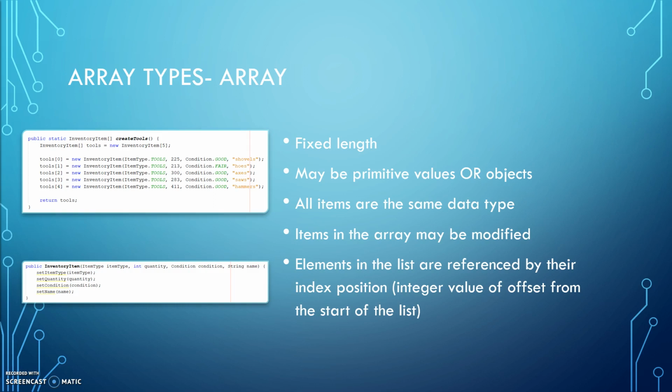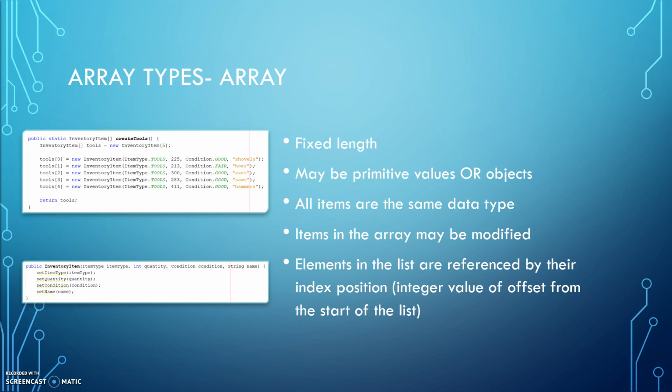Items in the array may be modified, and elements in the list are referenced by their index position, which you can see. Up here we create a new inventory item array with 5 elements in it, and we place it in the tools variable, so it is an array. And then we fill it, and tools position 0, which is the first position of our element in our array. We create a new inventory item, and we fill it with tools, quantity, condition, and shovels. And you can see we're able to take that shortcut because of our secondary constructor that I'm showing here below.